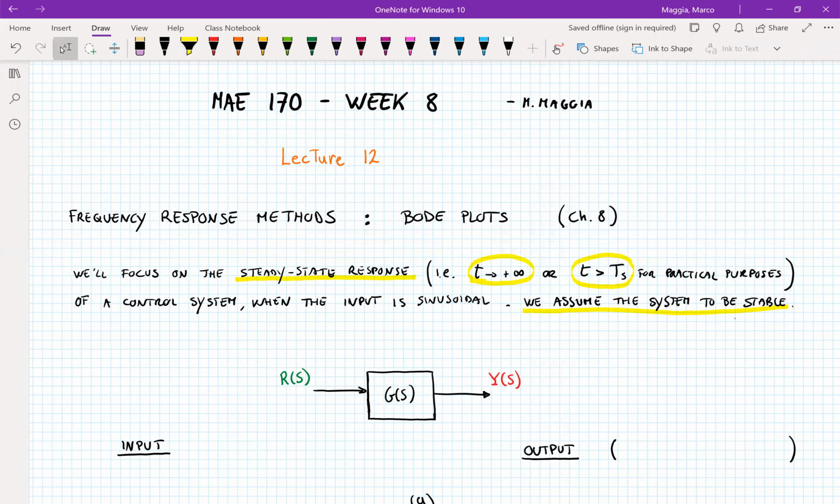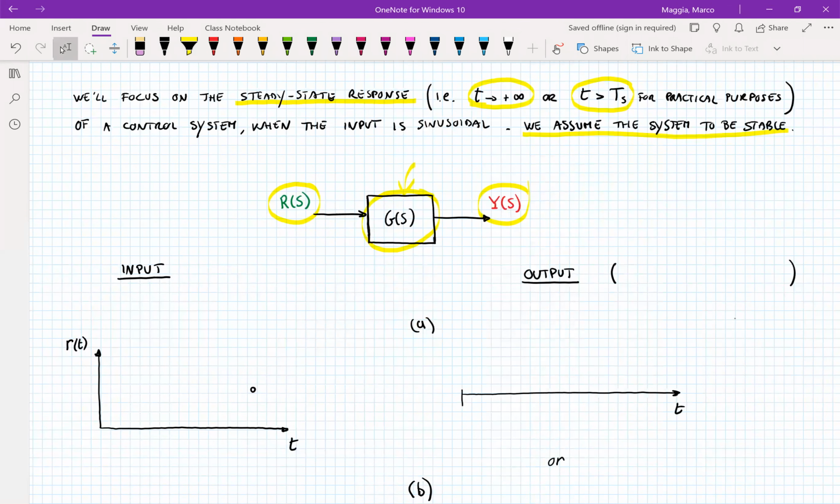All right. So as usual, we consider our system. Now we don't really care whether the system is open loop or closed loop. That's going to be something that we're going to see later. So we simply have our system in this box and characterized by the transfer function G(s). The input is our usual R(s) and the output Y(s).